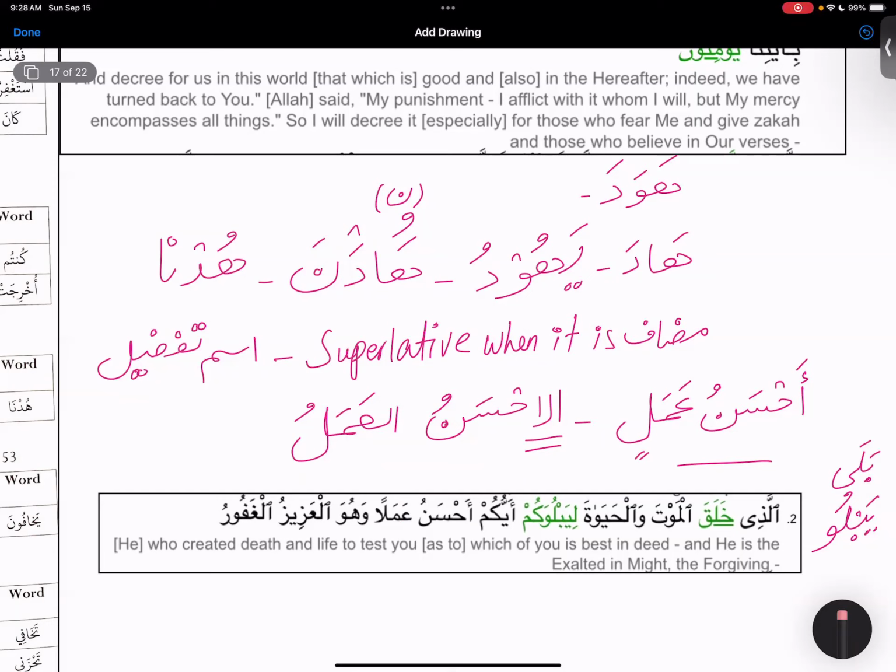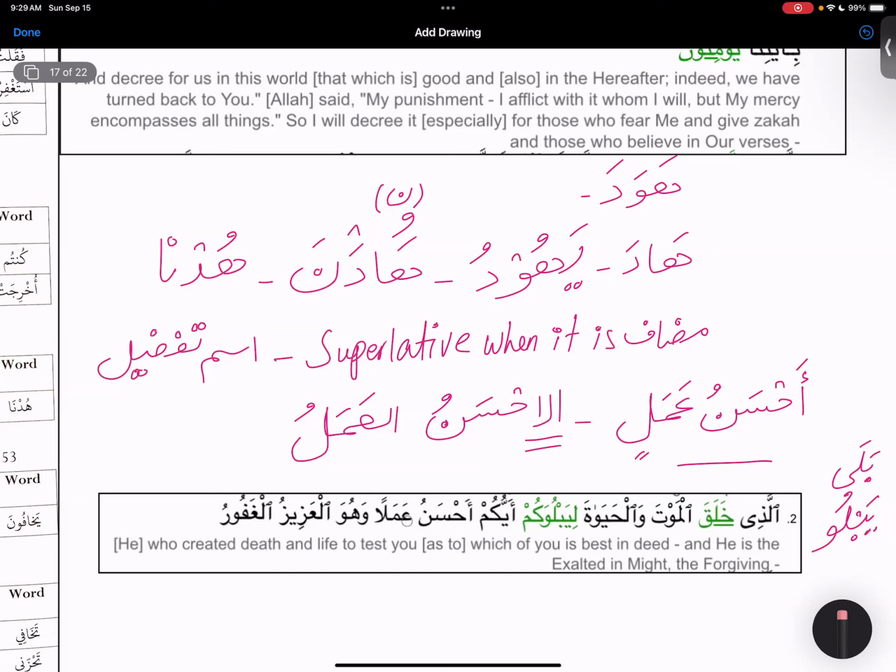Tamiz. Yes. So these four af'al, at least, are going to take tamiz. What are they? Ahsana, sa'a, zada, kafa. Right? So they are going to take tamiz after them.